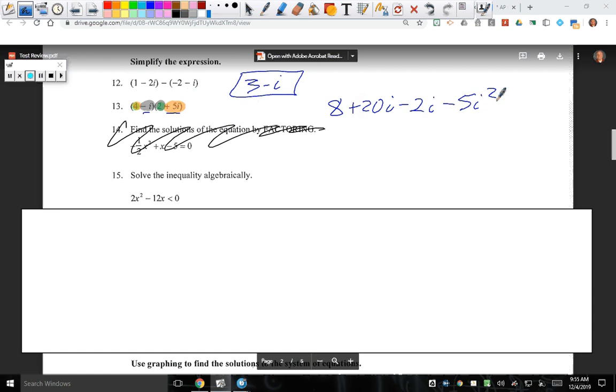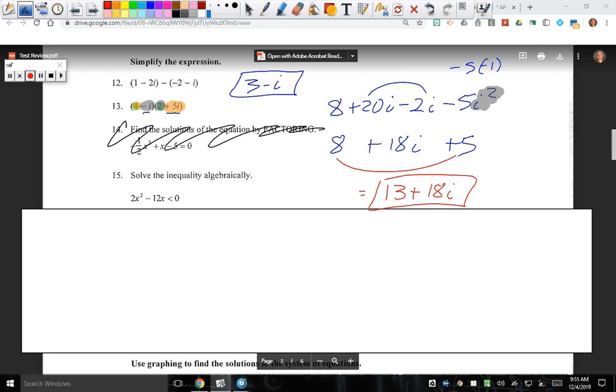What's i squared equal to? Negative 1. So if this is negative 1, negative 5 times negative 1, we're really adding 5 on the end. Okay? 20 minus 2 is 18. And if I combine like terms, I get 13 plus 18i. And in complex form, a plus or minus bi, that's how you would write your answer for that one.